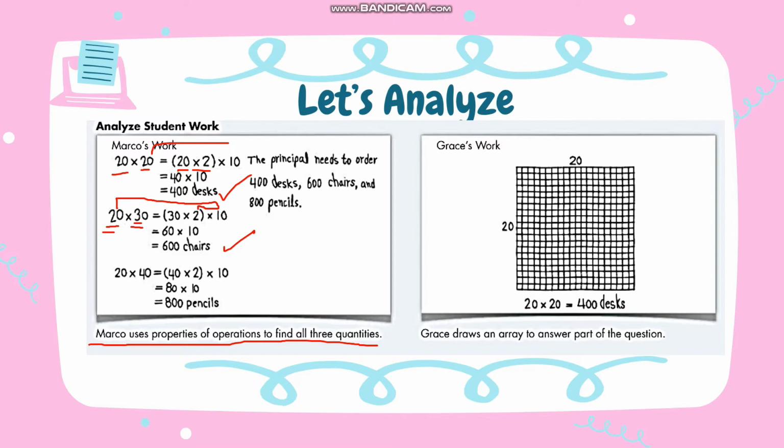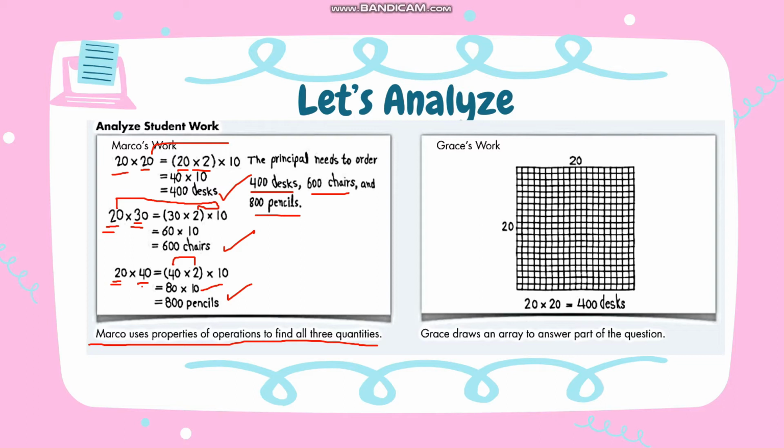Then for 20 classrooms, how many pencils if each classroom needs 40 pencils? So 20 multiplied by 40. Break down 20 into 2 times 10. Then 40 times 2 is 80. Then multiply by 10, that is equivalent to 800 pencils. So the principal needs to order 400 desks, 600 chairs, and 800 pencils in order to give each classroom its supplies.